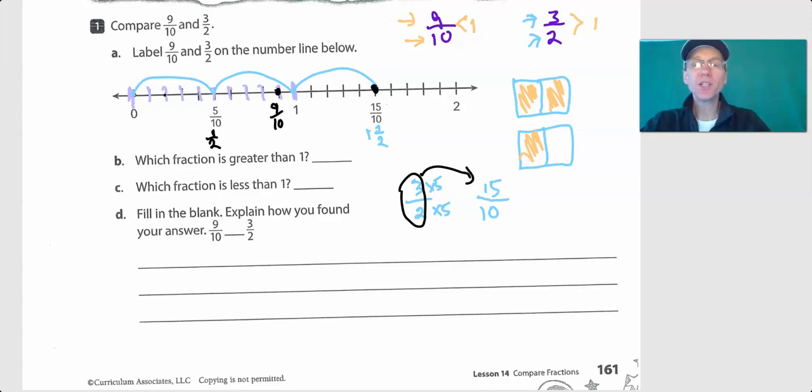Okay? Which fraction is greater than 1? Well, we looked up there and did that, 3 halves. Which fraction is less than 1? We said 9/10. Fill in the blank. Explain how you found your answer. 9/10 is less than 3 halves.